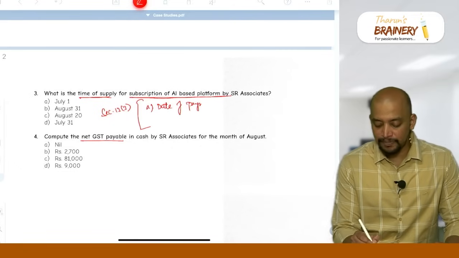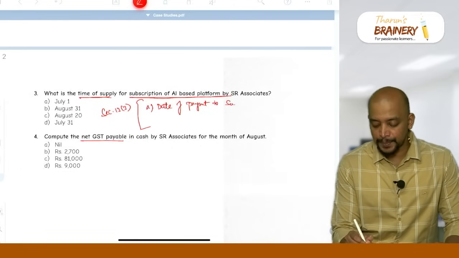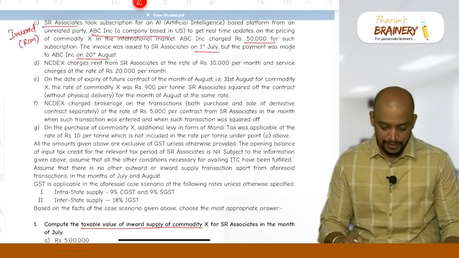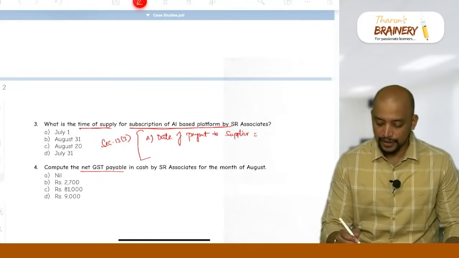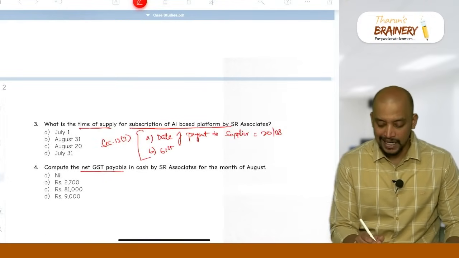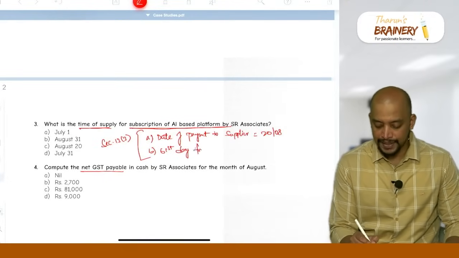What is the date of payment to supplier? The date on which payment is made is 20th August. Then option B, the 61st day from the date of invoice.